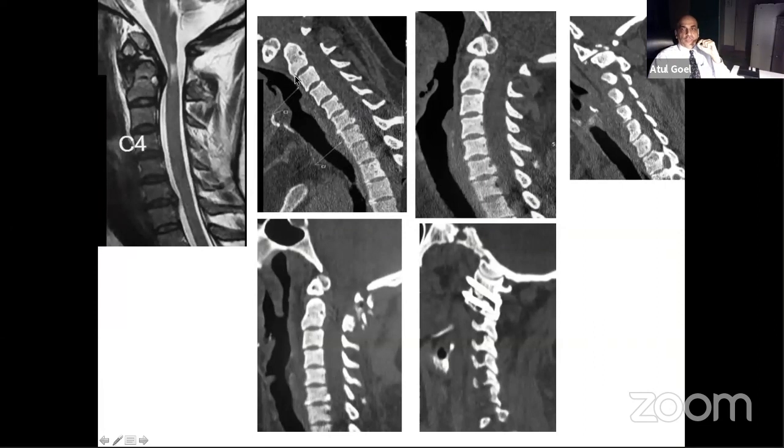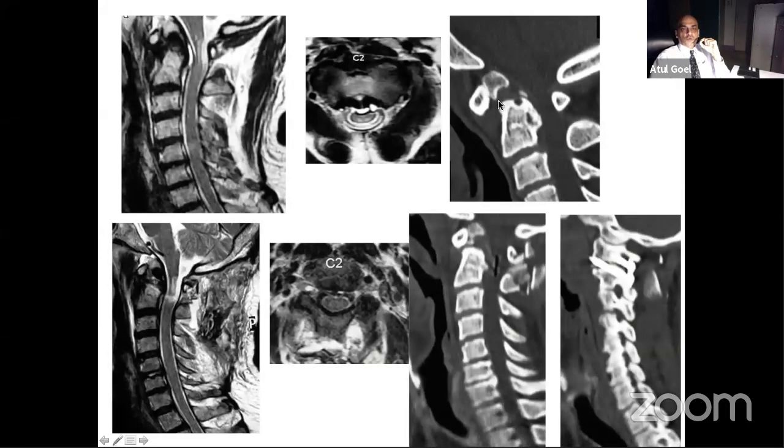Os odontoideum is another very complex subject. Not many people understand. You see, os odontoideum is evidence of atlantoaxial instability, and the treatment is atlantoaxial stabilization. Occipital inclusion is not necessary. Transoral decompression is not necessary. This is another case of os odontoideum, and you have to do atlantoaxial fixation. There is no treatment other than atlantoaxial stabilization.